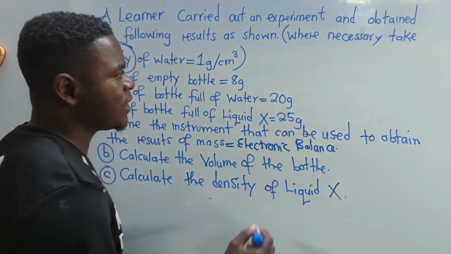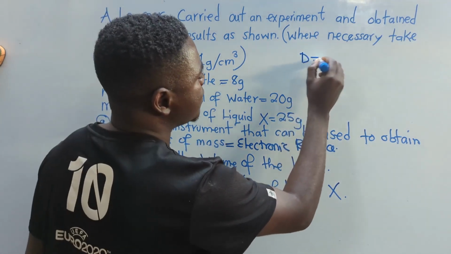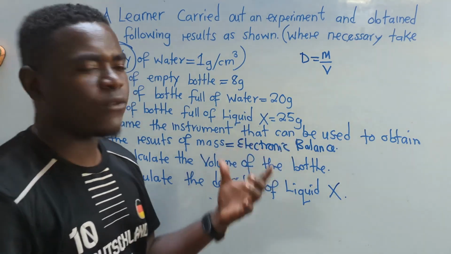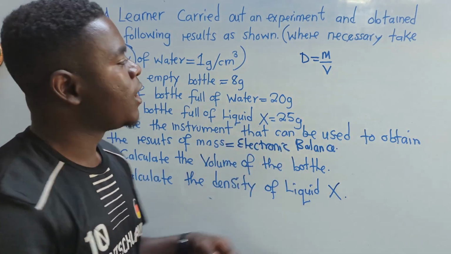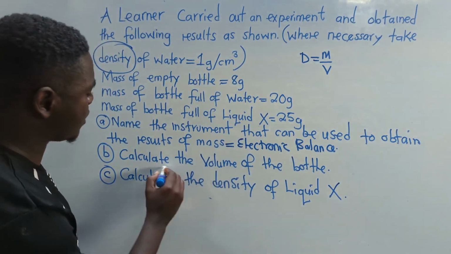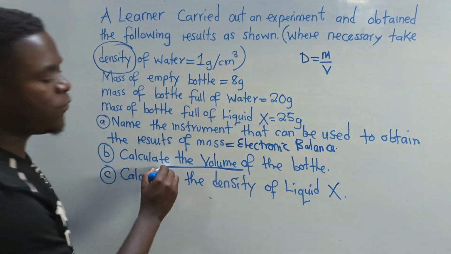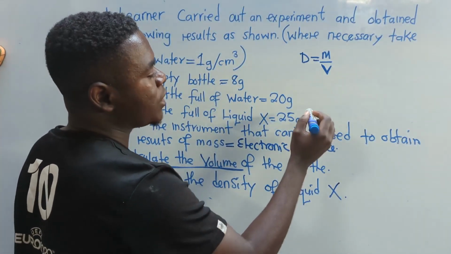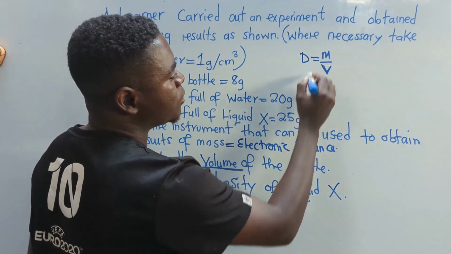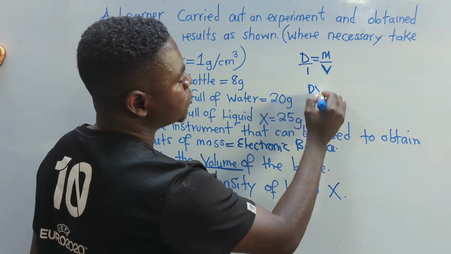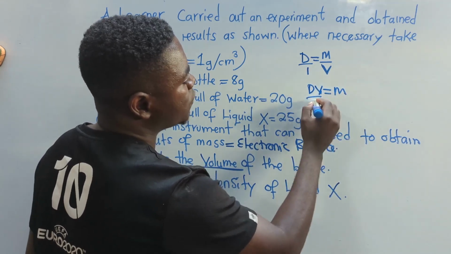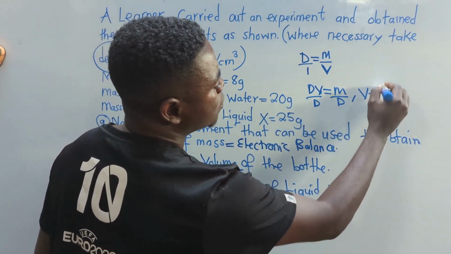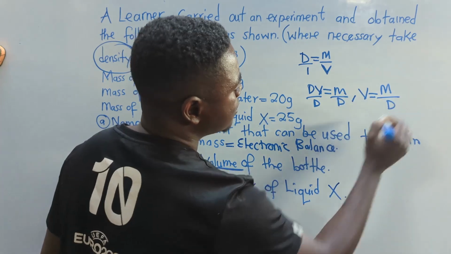You know there is this formula, we say density is equal to mass over what? Over volume. There is this formula that we get to use. But in this case, we are told to calculate the volume. So we are making V the subject of the formula. When you multiply both sides by V, you are going to have dV is equal to M. You divide both sides by D, meaning that V is equal to mass over density.